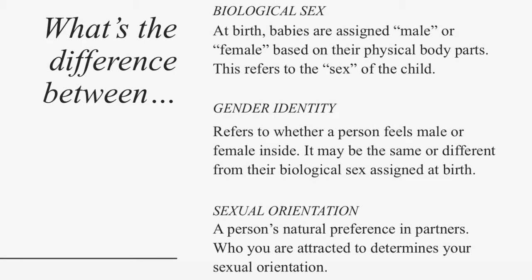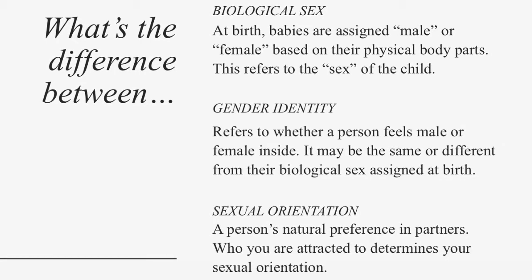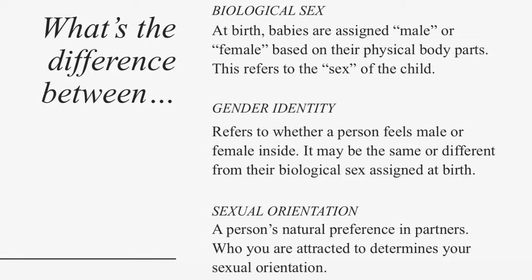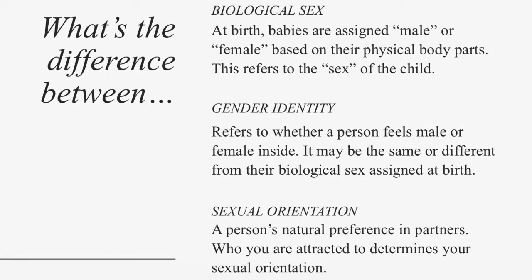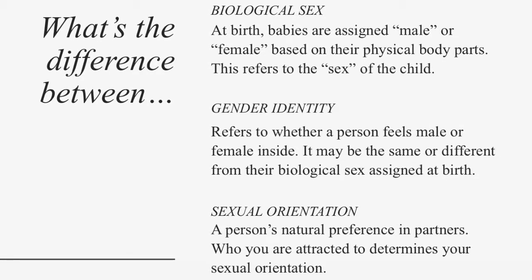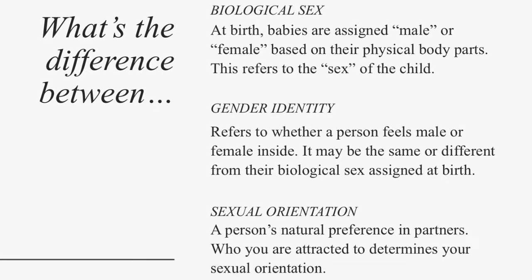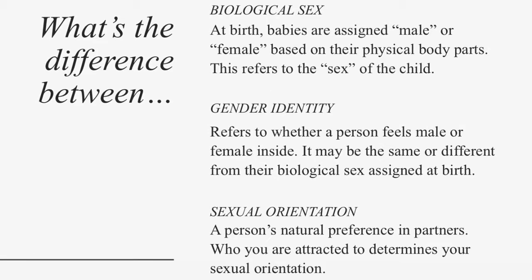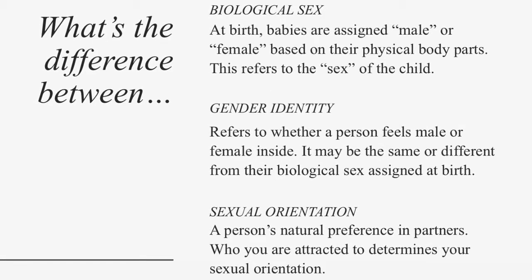The last is sexual orientation. This refers to the type of romantic attraction that a person has to another individual. For example, a lesbian's sexual orientation is lesbian. This refers to the romantic attraction from one woman to another. Homosexuality could be called a sexual orientation. Heterosexuality is a sexual orientation.